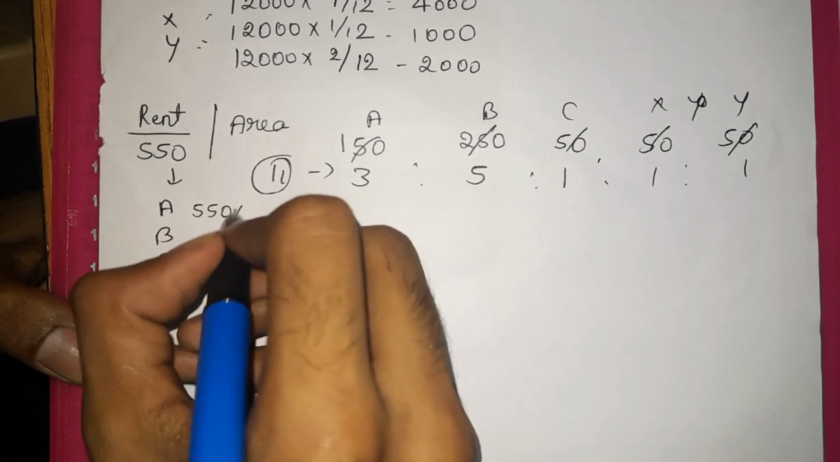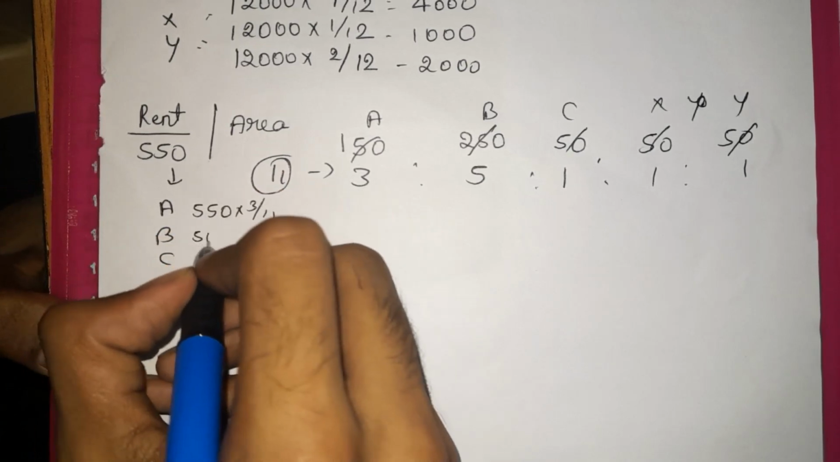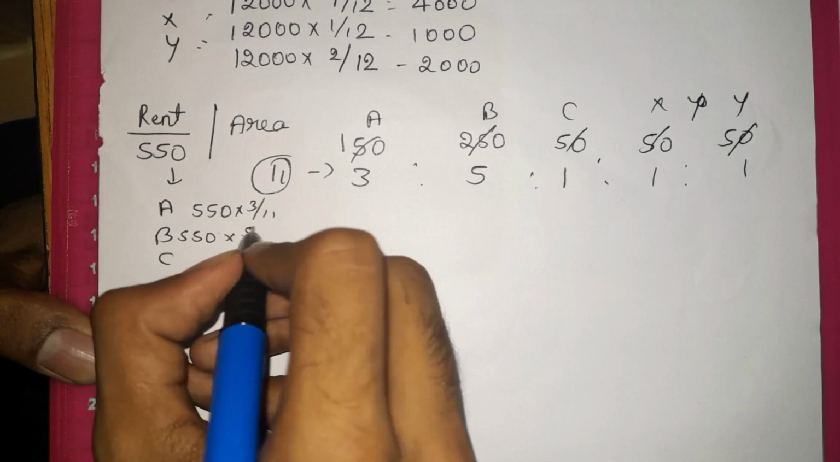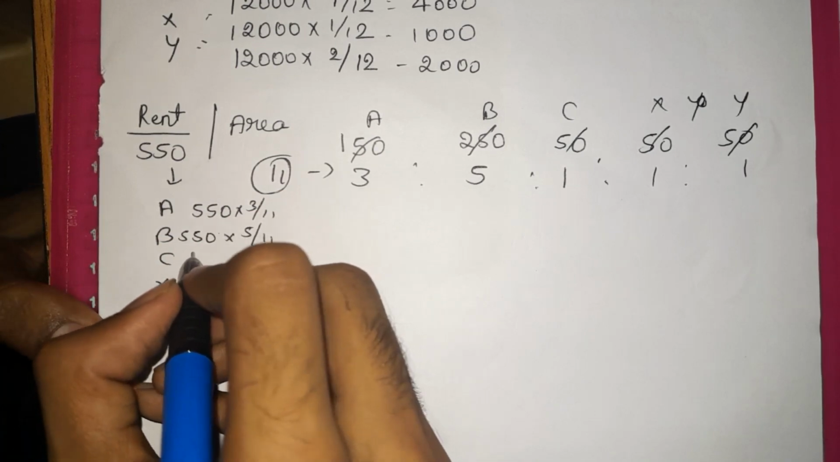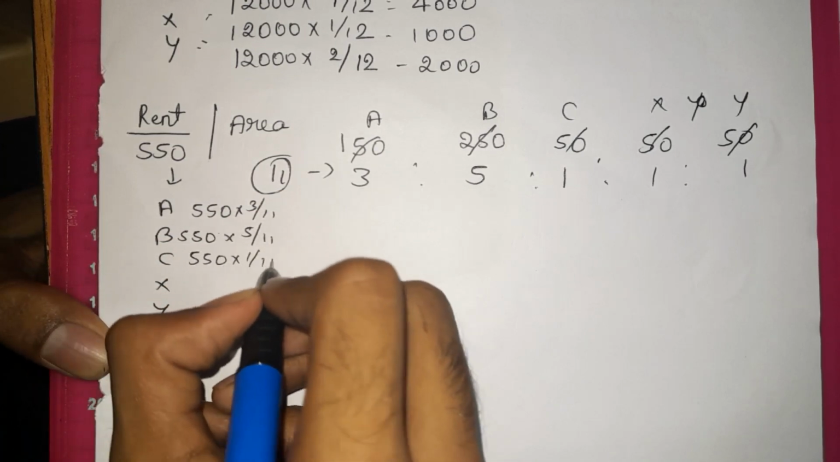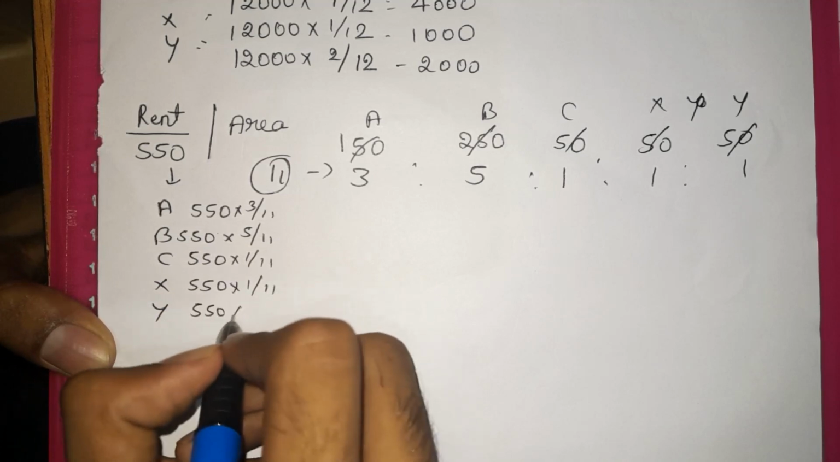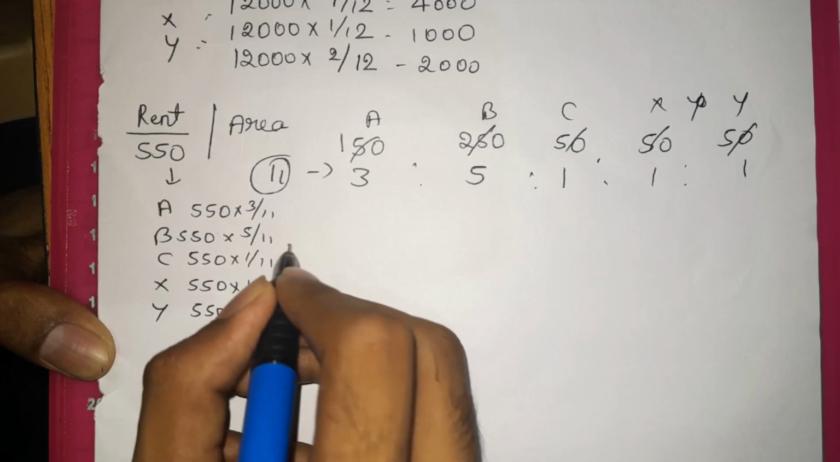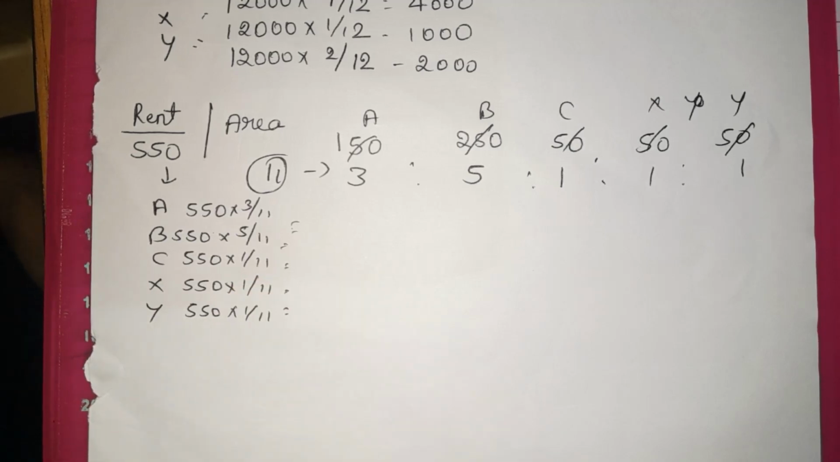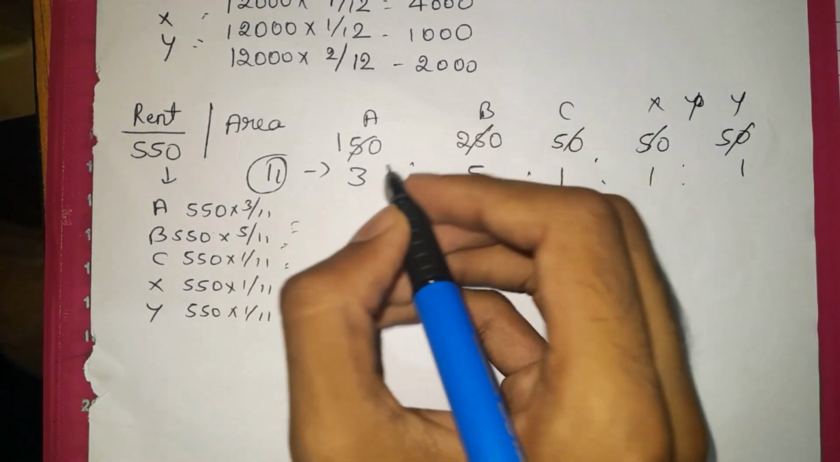A, it will be 550 into 3 by 11. B, it will be 550 into 5 by 11. Next C, it will be 550 into 1 by 11, and the same for X and Y. So 550 into 3 divided by 11, it will be 150.